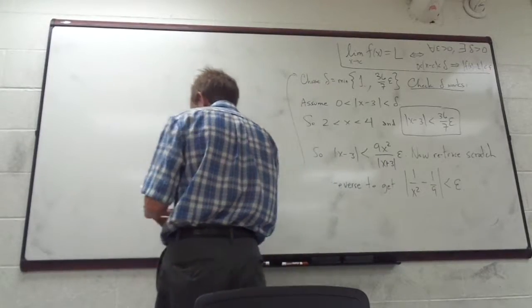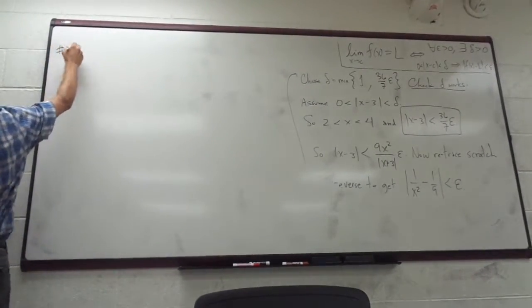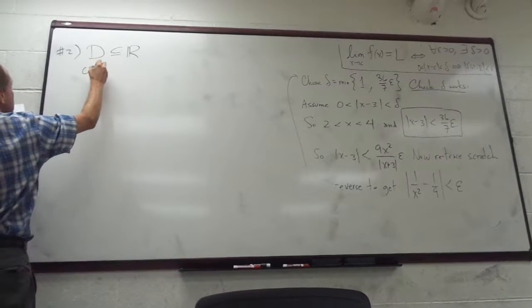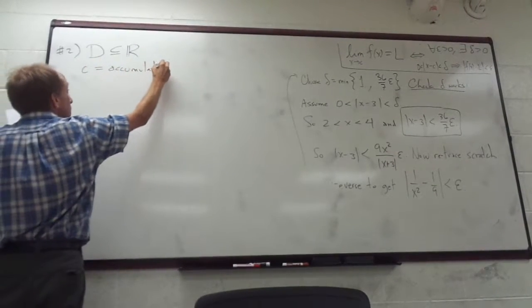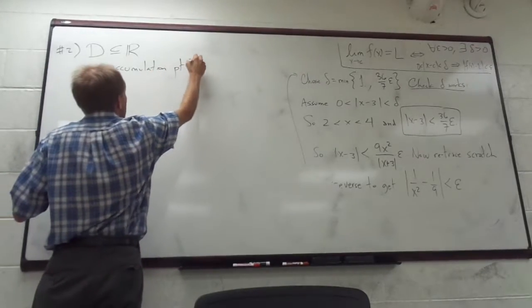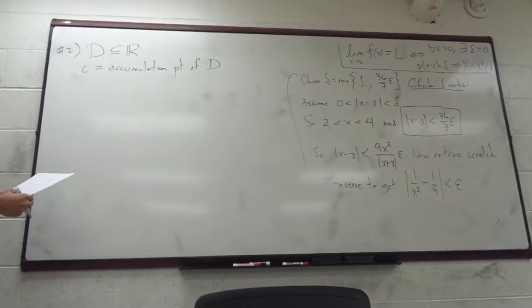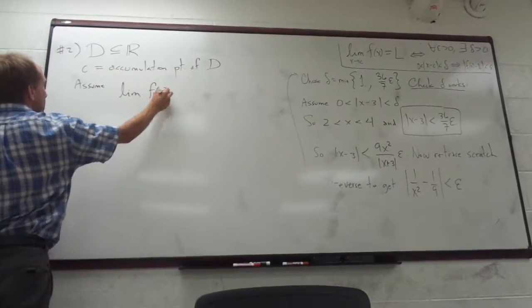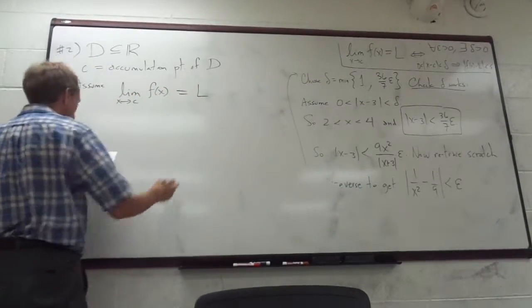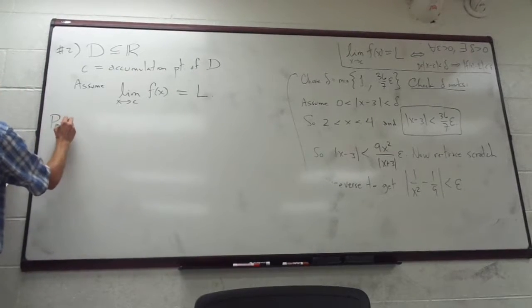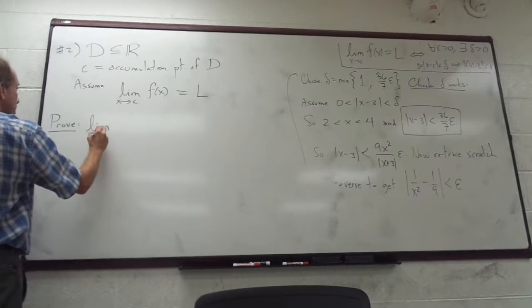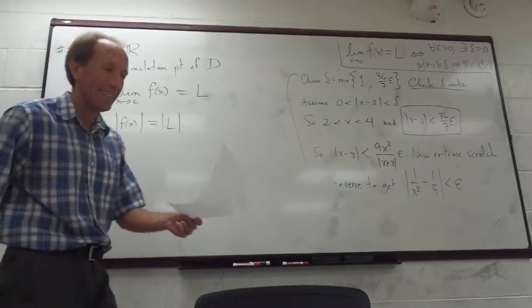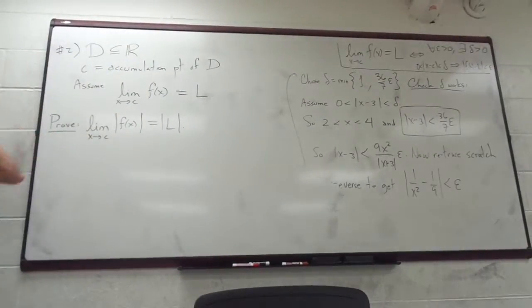The second one's really pretty easy as well. So number 2, we have a domain D, a subset of R, and c is an accumulation point of D. And then assume that the limit of f of x as x approaches c is equal to L. And then we're going to prove that the limit as x approaches c of the absolute value of f of x is equal to the absolute value of L. In other words, limits respect absolute value.